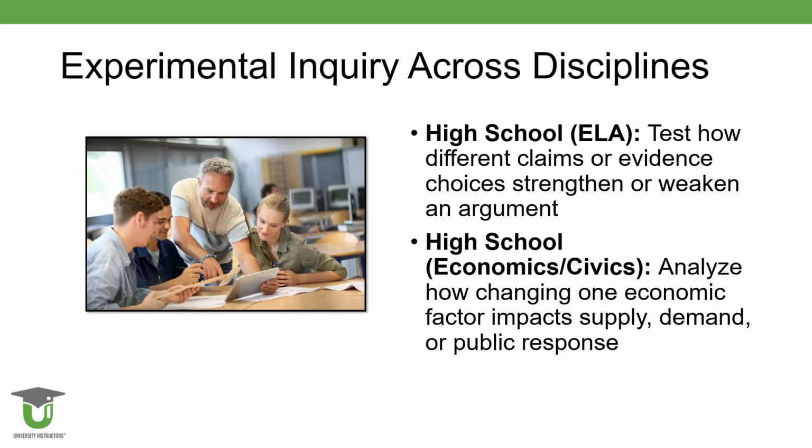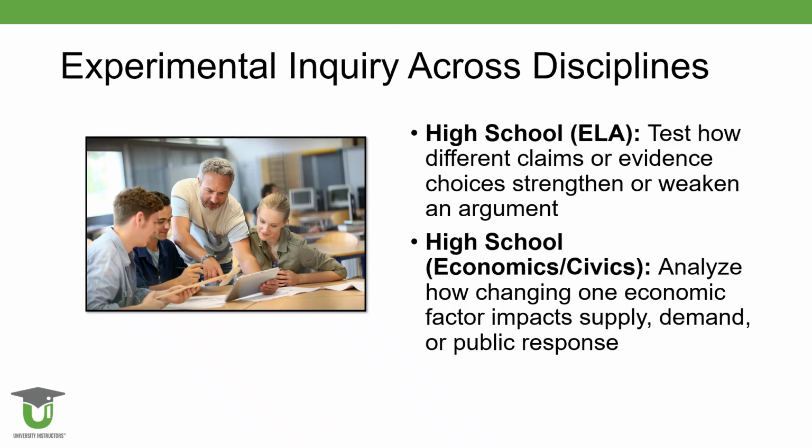In high school ELA, experimental inquiry can be used when students develop and revise arguments. Students test different claims or types of evidence, such as statistics, quotes, or examples, to see how they affect the strength and clarity of an argument. By comparing drafts and evaluating feedback or rubric criteria, students analyze which choices are the most persuasive and why.